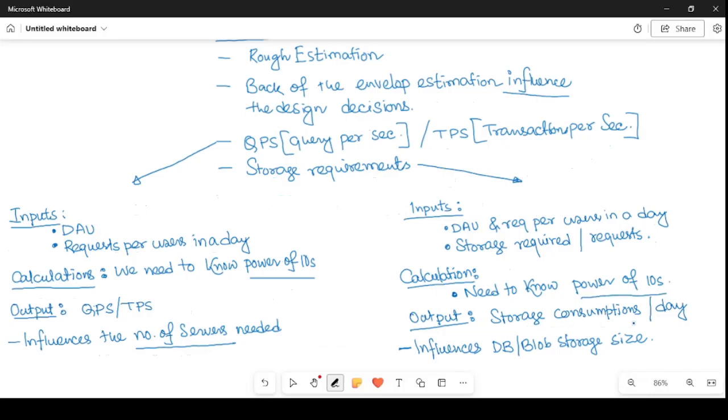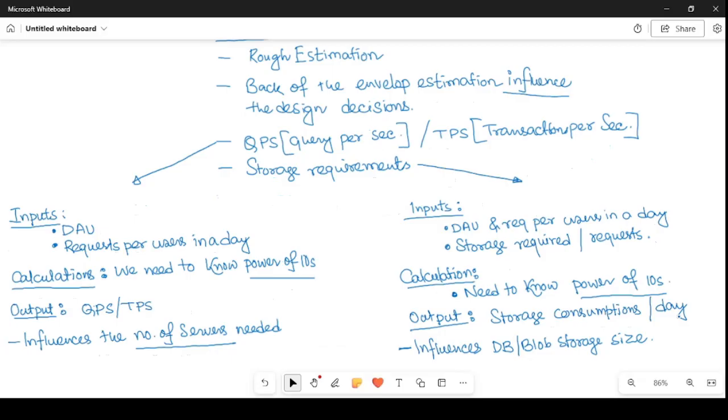We calculate the storage consumption per day for the system. It influences the DB and blob storage size, the retention period requirement, and whether I should move the data to cold storage for archival or not. All these decisions can be made based on the storage consumption of our system. So overall, without knowing the queries per second and storage requirement of the system, you will not be able to design a system intelligently which can handle millions of requests in future.